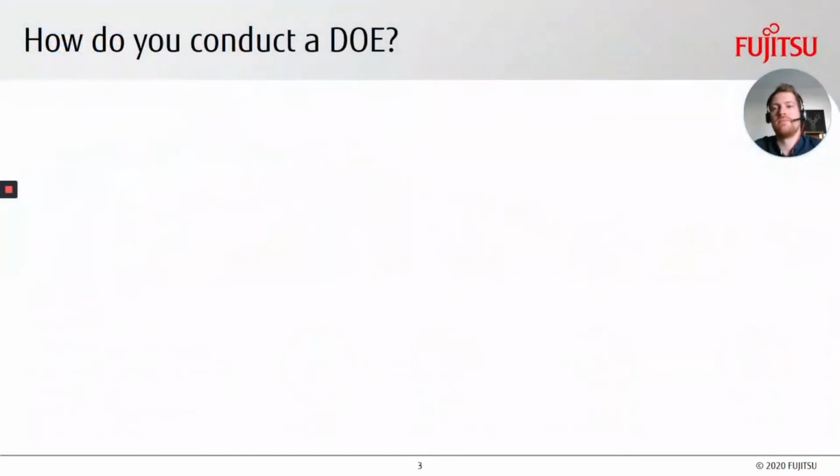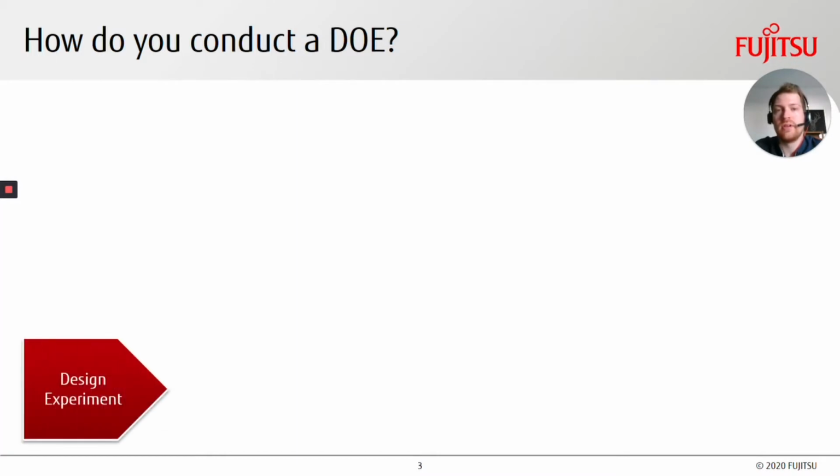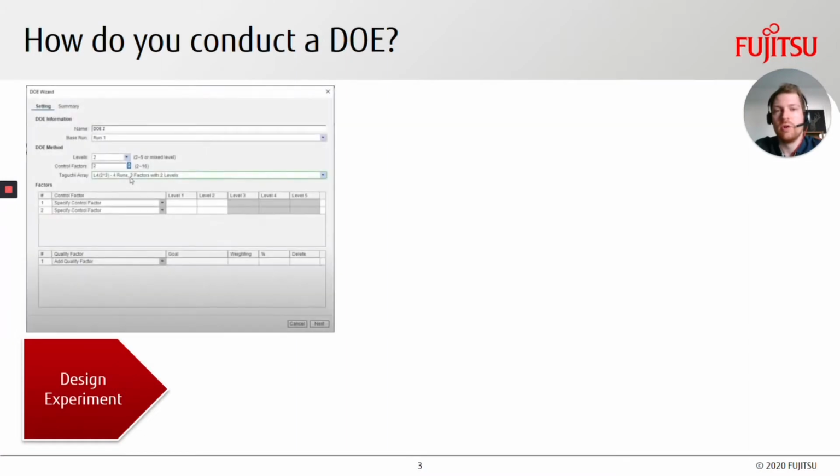So when I start talking about design of experiments, or DOE in short, I usually start by asking people, how do you conduct your DOE? And the way you conduct the DOE is, you first design your experiment. So what you want to do first is specify the levels of the factors that you want to investigate. You need to set the amount of levels. And then last but not least, find an ideal experiment.